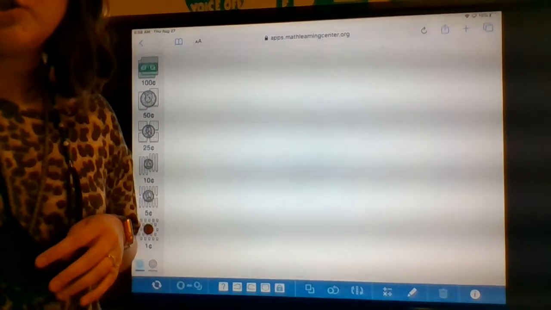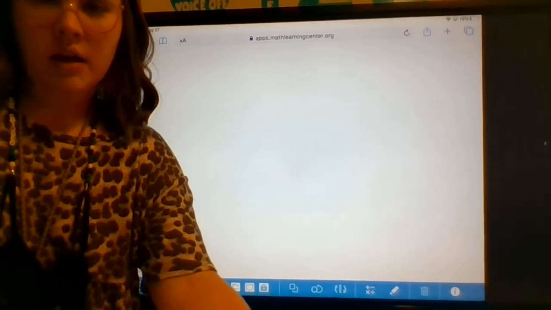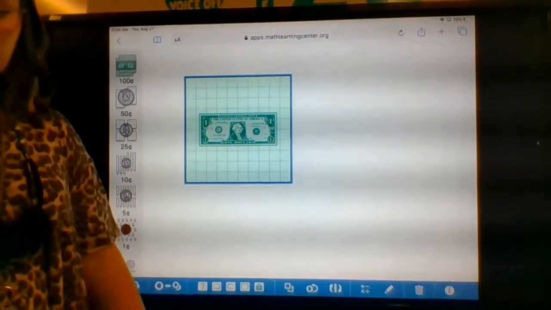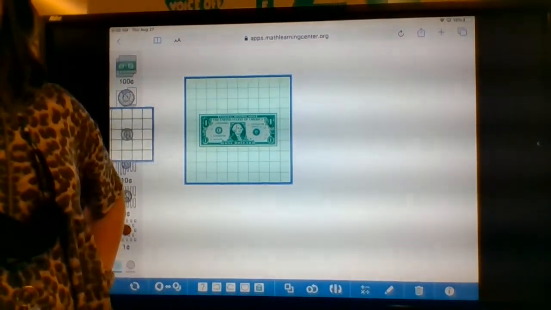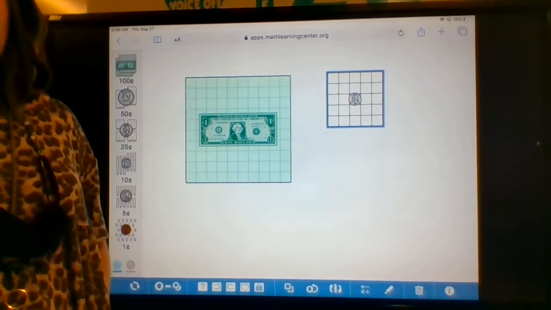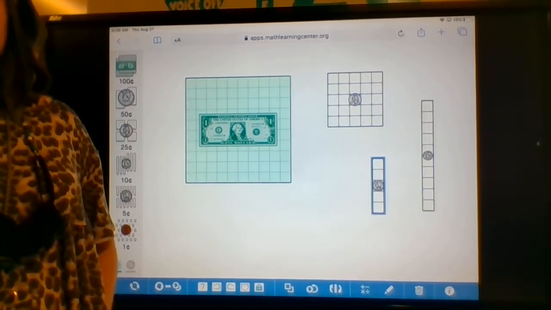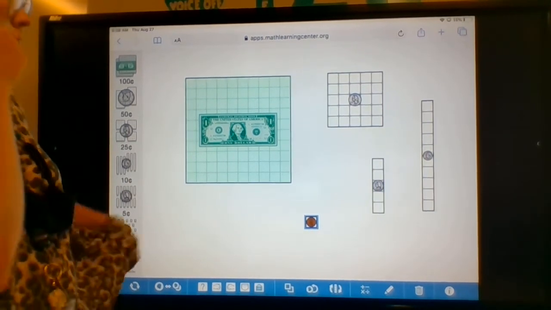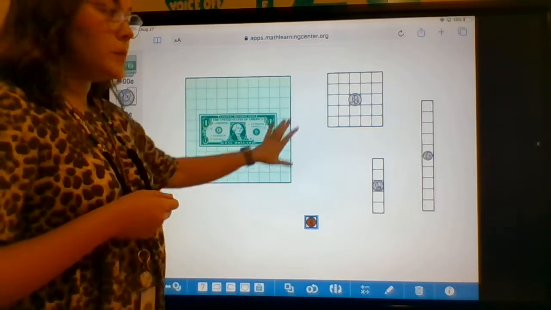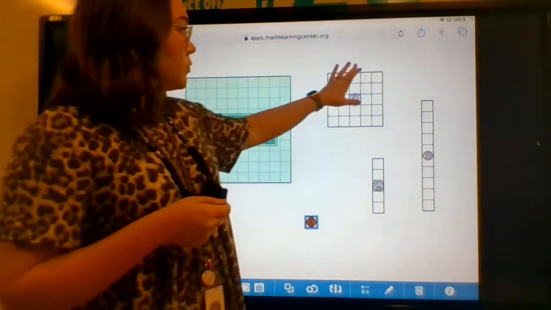Okay, so what do you know about money? What do you know about money? So you should know that this is $1. This is 25 cents. This one is 10 cents. We've got 5 cents and a penny. So we know that this one is a $1 bill and it equals $1 or 100 pennies or 4 quarters or 10 dimes. This one is a quarter.